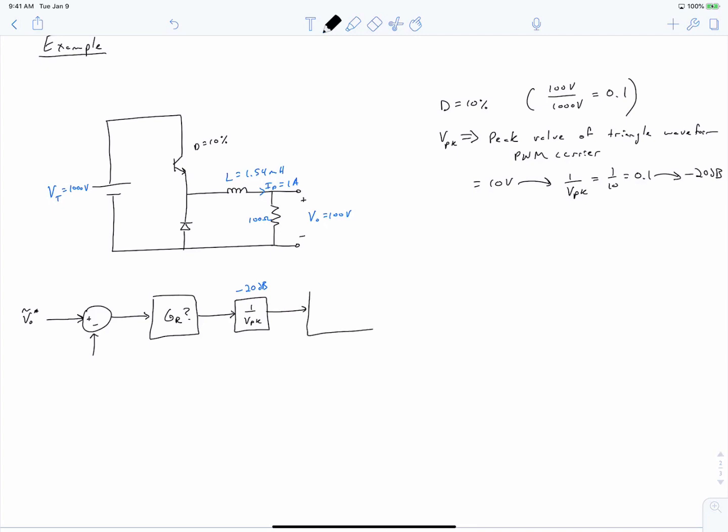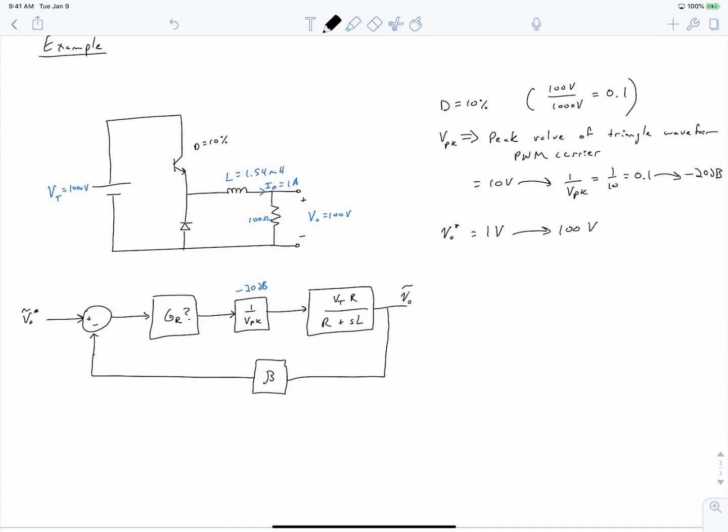going into the model of our converter. To analyze this further, we need to specify what we want our input voltage reference to appear as in order to get the 100 volt output. And let's say that we want V out star to be equal to 1 volt, which is going to map to our 100 volt output. And this means that beta is equal to 1 volt over 100 volts, which is equal to 0.01 or negative 40 decibels.